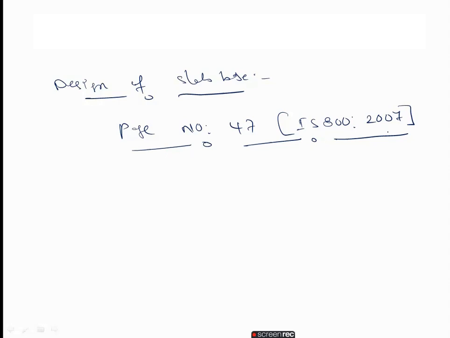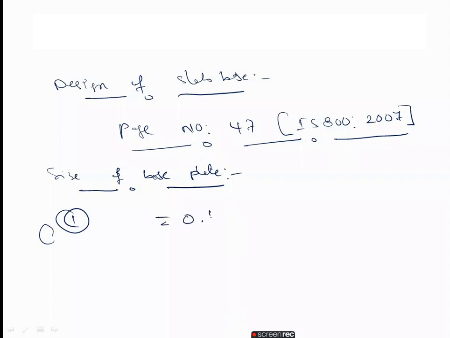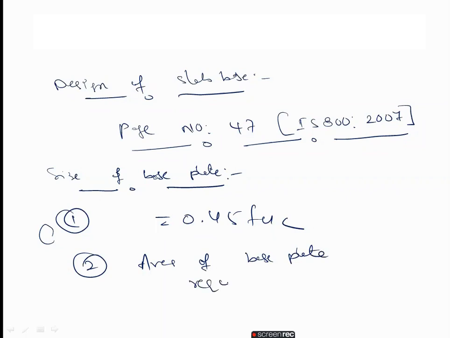Now I will explain the procedure. First, how do we calculate the size of the base plate? First we have to calculate the bearing strength of the concrete, that is 0.45 fck. The second thing, we have to calculate the area of base plate required, that is Pu by 0.45 fck, where Pu is the factored load.